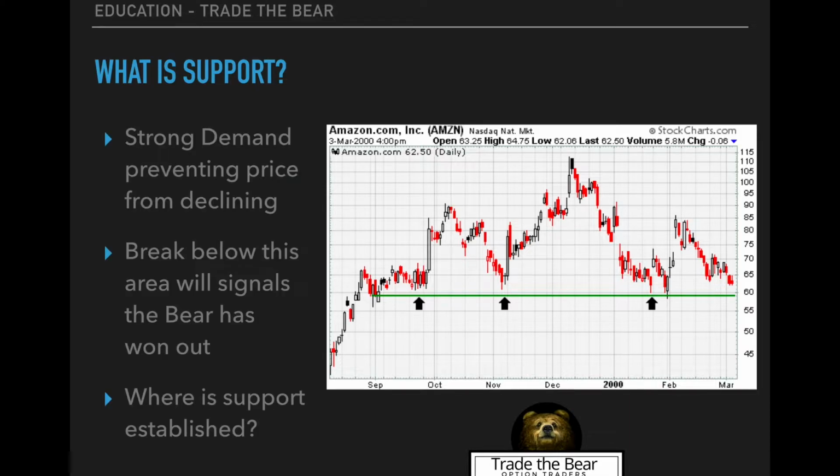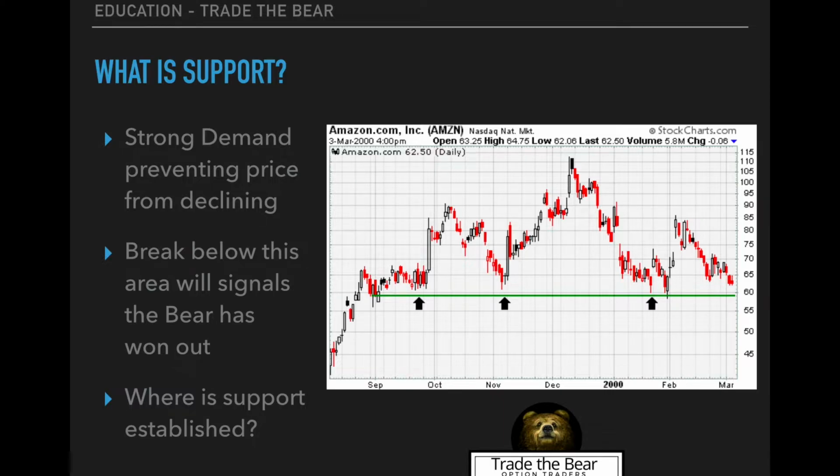So what is support? Strong demand preventing price from declining. What we're talking about is when we get down into an area, where you see here the green line, this is considered an area of support. A break below this area would signal that the bears have won out. If you think about standard deviation, as price gets closer to this area, it has a tendency to rebound because demand gets higher and higher the further you get away from the mean.